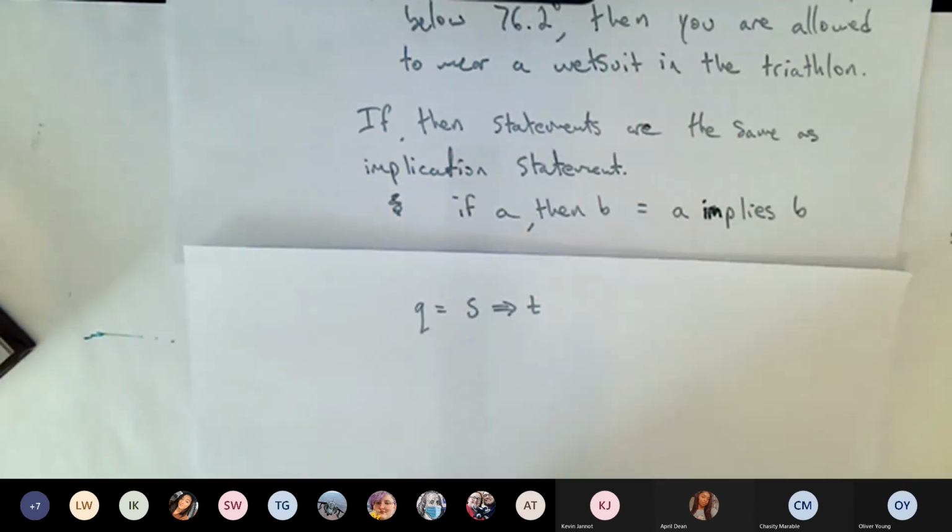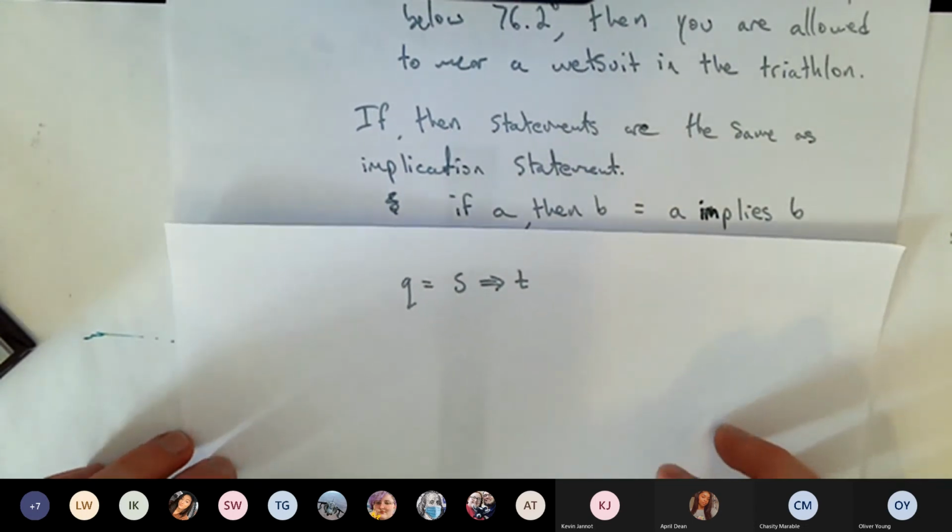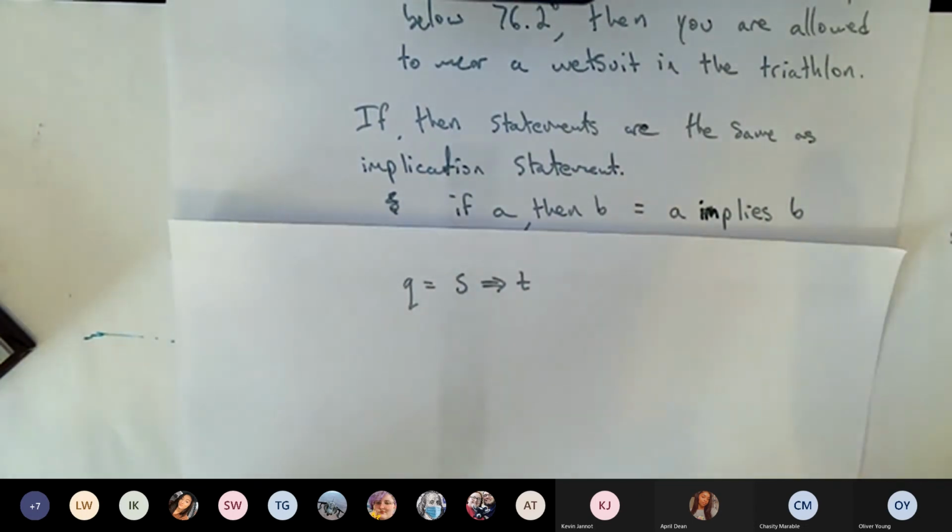On page 94, there's a nice little table with all the logic symbols, if you'd like to have that for reference too. I wrote what they all mean, but if you want it all in one little place in your notes, you could go copy that table from page 94.